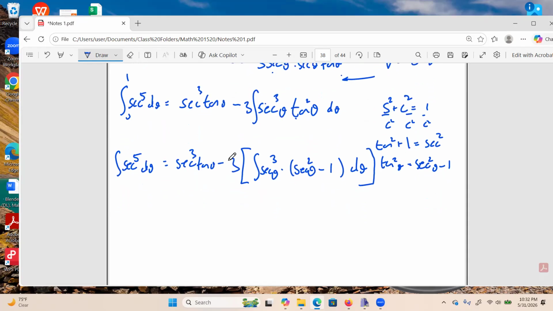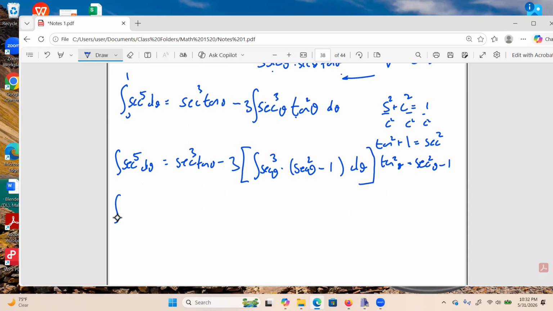Okay, so let's go ahead and multiply that together. So we have the integral of secant to the fifth d theta is equal to secant cubed tangent theta minus 3. Well, if we multiply these together, we have the integral of secant to the fifth theta d theta minus secant cubed theta d theta. This is all inside of an integral. Actually, I'm going to use the linearity of integrals to distribute this integral sign to both of these terms. Okay, so let's go ahead and figure that out.